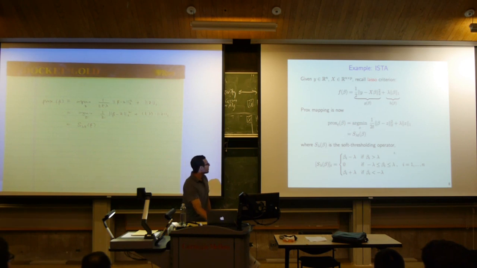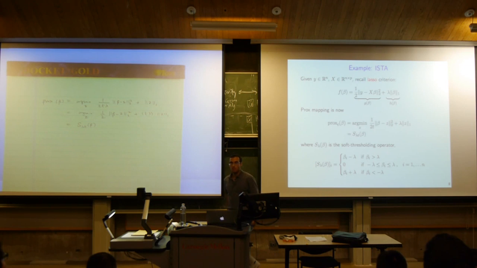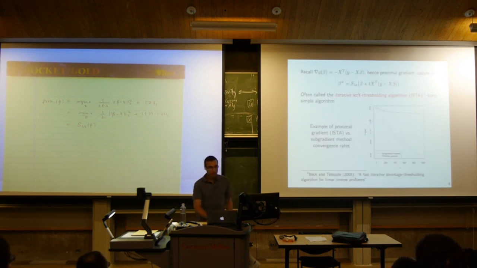So I chose an example where we know the prox, because we computed that a few lectures ago. And this is very efficient. This is order p, where p is the dimension of beta. I just go through the components and make very simple checks. That's it. So what does proximal gradient look like?